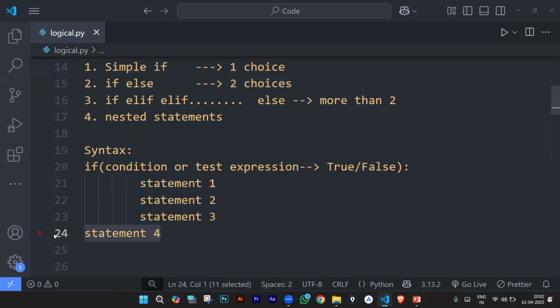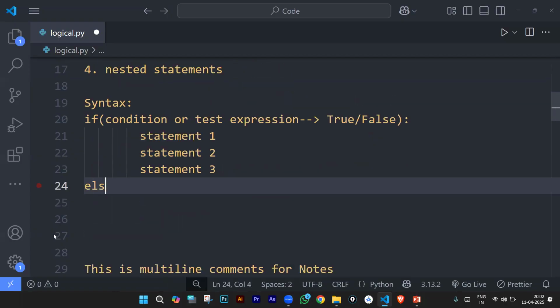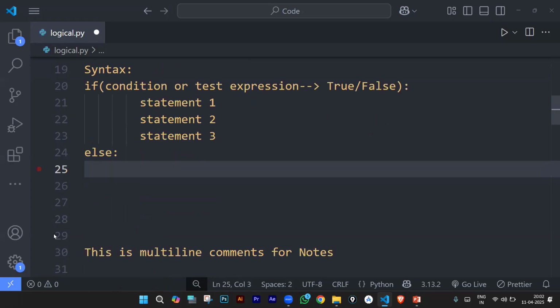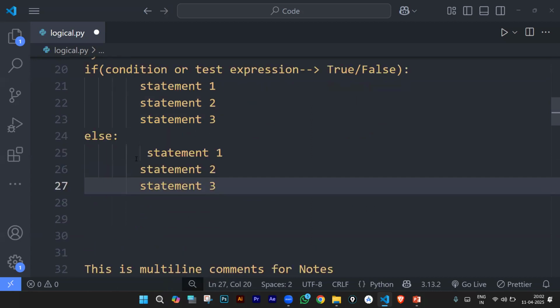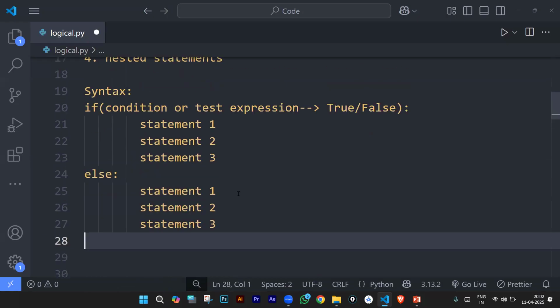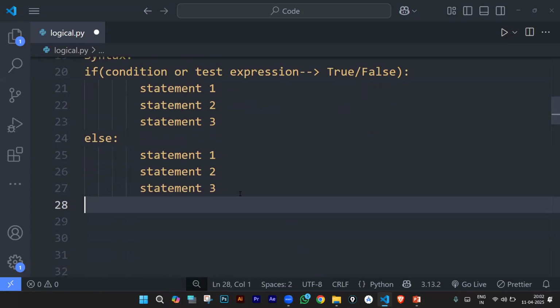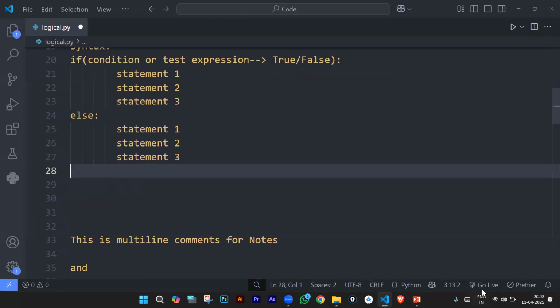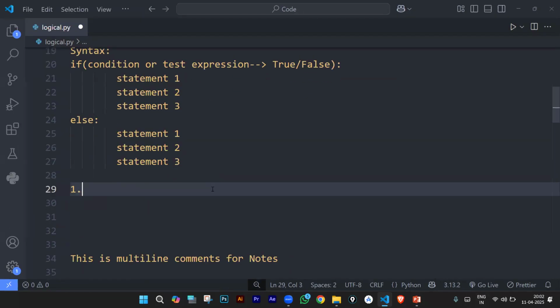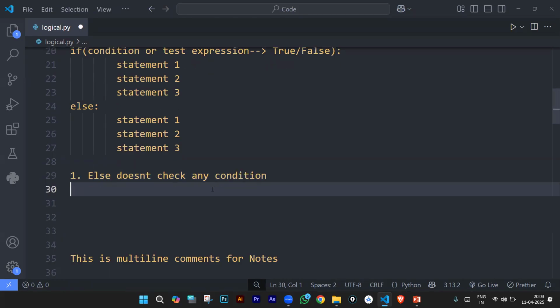Now coming to the syntax of else, after writing if, without any statements in between, you need to have else, and inside else as well, you can have your statements. In this manner, and outside of these blocks, you can have anything. Now, there are three very valuable things. I'll tell you three statements about else. First statement, else does not check any condition.